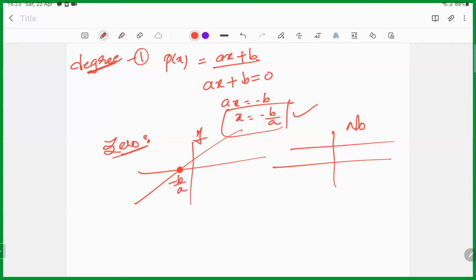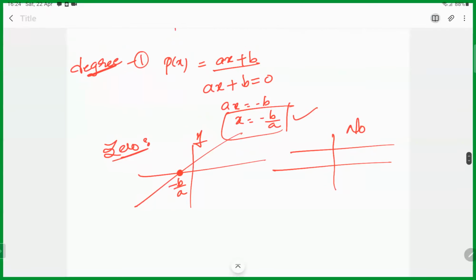Clear? Yes, sir. So this is for degree one. Now let's go to degree two. So these a comma b are called the coefficients of the polynomial. So here what is the zero? Minus b by a. So now we are bringing a relationship between zero of polynomial with the coefficients of polynomial, right? Which is nothing but minus b by a. Here a comma b are coefficients of the polynomial. Clear?